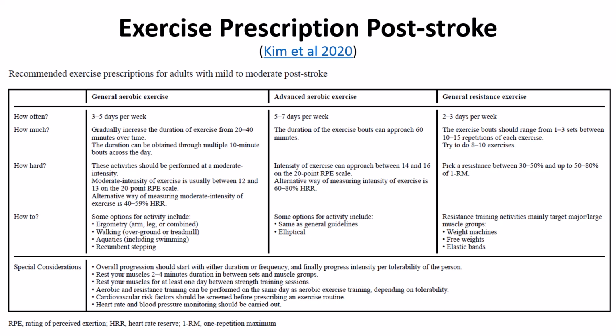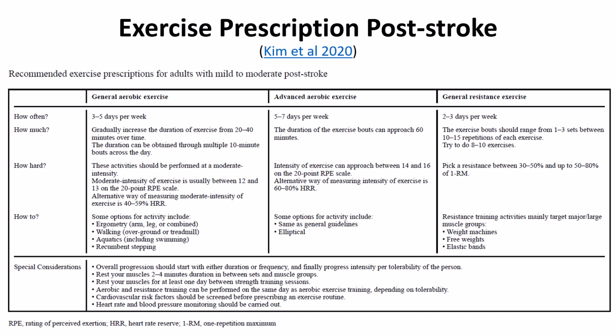Resistance, or the intensity, is going to start out at 30 to 50% of 1 rep max, progressing all the way up to 50 to 80% of 1 rep max. It's really important, to increase strength, to challenge the patient. So if you truly want to get them stronger, consider the amount of weight that you're using with this patient population. Again, to increase strength, you should start with a reasonable duration or frequency and intensity and be within the tolerance of the person, and then slowly progress them over time.